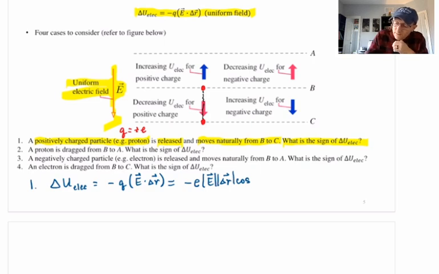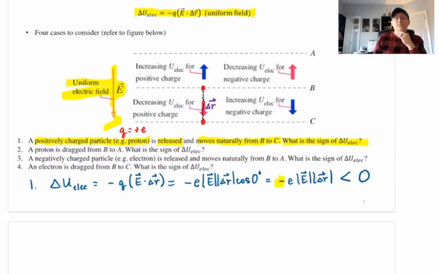All right, here's the delta R, downward. The E is downward, so the angle between them is 0 degrees. Cosine of 0 degrees is positive 1. This is negative, magnitude big E times magnitude delta R. Key thing, negative. The electric potential energy decreases.